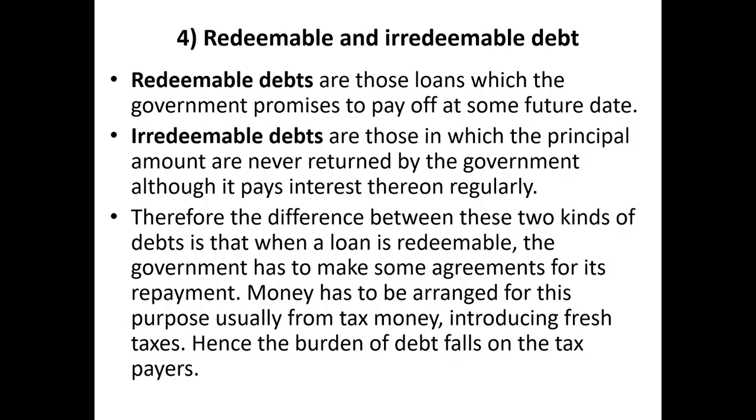The difference between these two kinds of debts is that when a loan is redeemable, the government has to make some agreements for its repayment. So money has to be arranged for this purpose, usually from tax money, by introducing fresh taxes. Hence, the burden of the debt falls on the taxpayers. That is a speciality of redeemable debts. Loans have to be repaid, so if it is repaid by imposing fresh taxes, then the burden falls on the taxpayers.